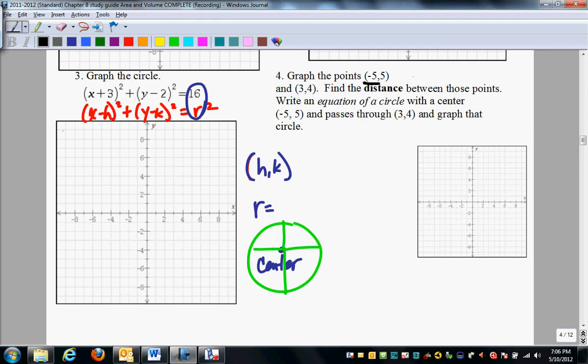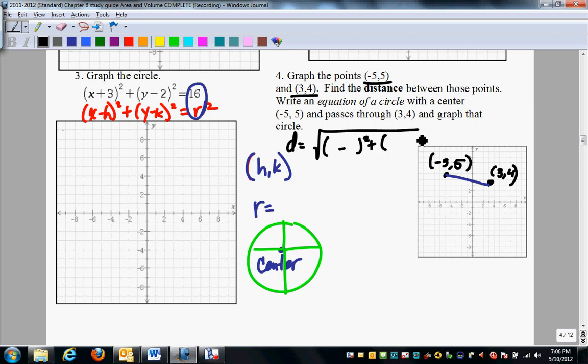Here it says graph the points -5, 5, and 3, 4. So -5, 5, and then 3, 4. Says first you want to find the distance between these. So you're going to use the distance equation. Here's your template. You're going to need to solve for that. Always write your template first.